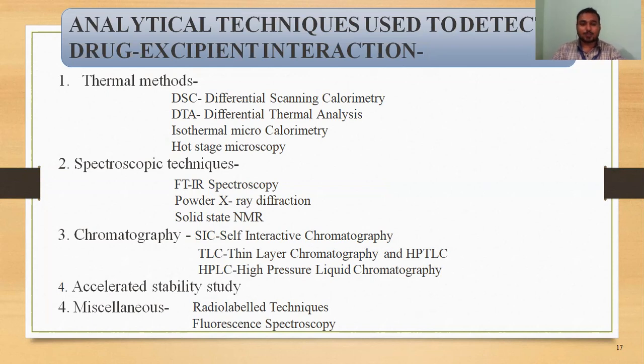So in spectroscopic techniques, that is FTIR spectroscopy, powder X-ray diffraction, then solid state NMR. Next, chromatography techniques, that is SIC, self-interactive chromatography, TLC, thin layer chromatography, and HPTLC. Then HPLC, that is high pressure liquid chromatography. Okay, but for our analytical purpose, we basically give importance to DSC, DTA, and HPLC. Okay, and also FTIR. So next come with the DSC studies.